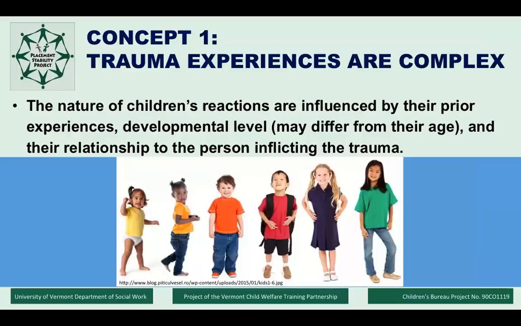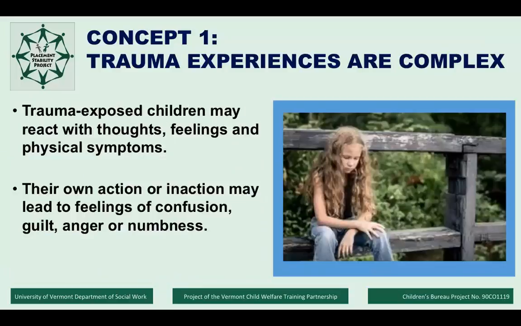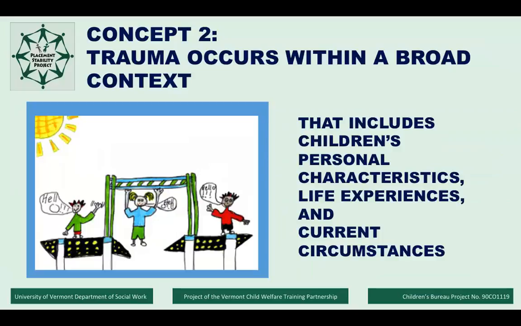Trauma-exposed children may react with a wide variety of thoughts, feelings, and physical symptoms. Trauma can cause feelings of terror, helplessness, and confusion. During the traumatic event, children may think that they are going to be badly hurt or to die. They may experience shock and a sense that what's happening does not seem real. Physical reactions such as increased heart rate and/or stomach ache are common. Children's own actions or inaction during the trauma may lead to feelings of confusion, guilt, anger, or numbness.